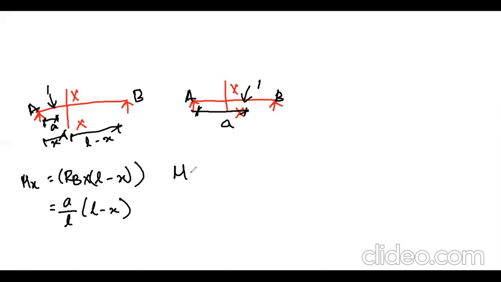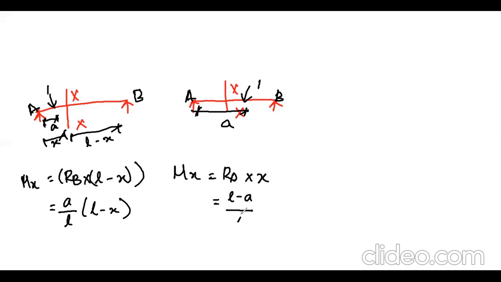In this case, it will be easy for me if I consider the left portion of the section, because on the right side I have two loads: one is the reaction at B and another one is the unit load. So it will be easy to take the left portion, that is RA into the distance x. Am I right? Here the value of RA is L minus A by L.